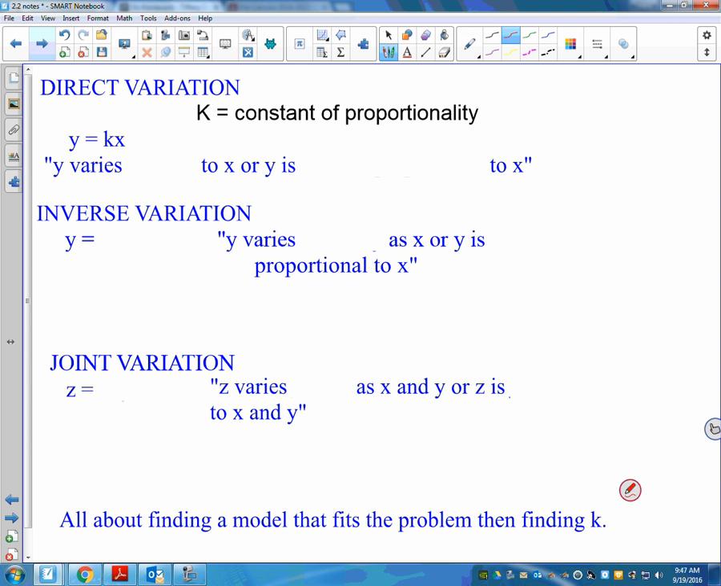Usually, to see this, it says y varies directly to x, or it might say y is directly proportional to x. Sometimes it even just says proportional, like the word directly isn't in there, but it means it's just some constant times some variable.